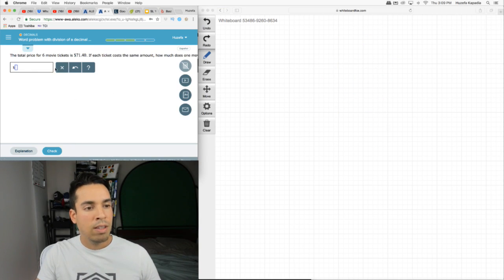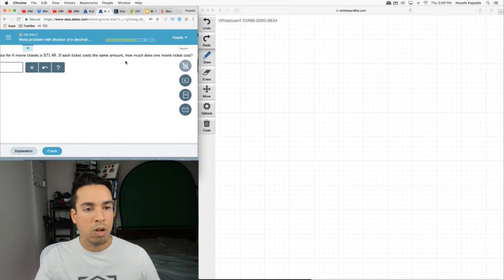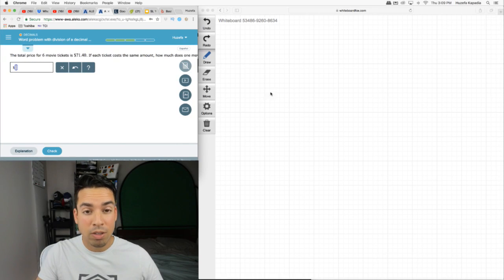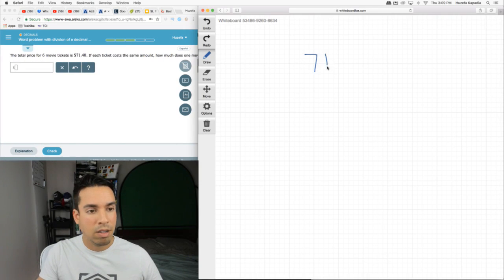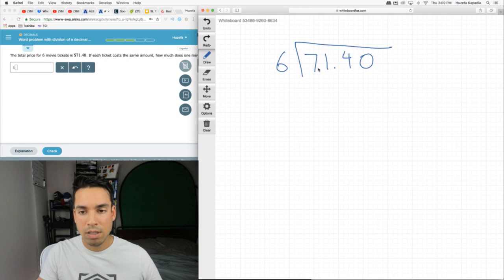Okay, last question. The total price for 6 movie tickets is $71.40. If each ticket costs the same amount, how much does one movie ticket cost? We want the price per ticket. So we're dividing the price by the number of tickets. 71.4 divided by 6. We're going to put that dot straight up top, and let's do the division.